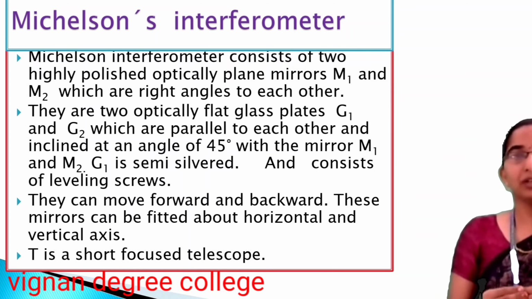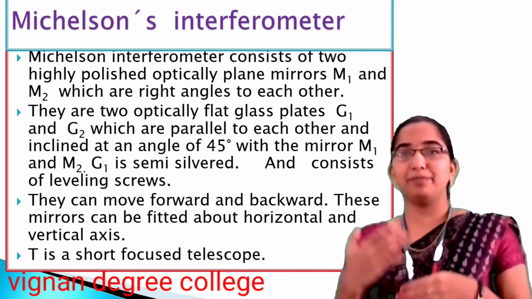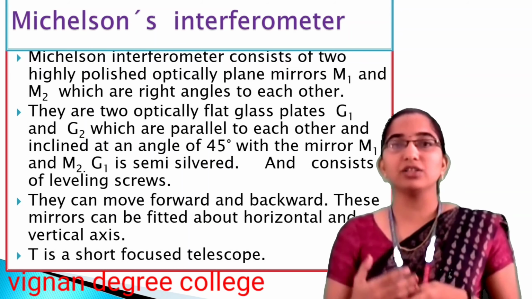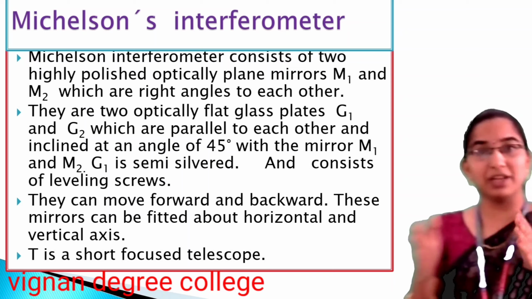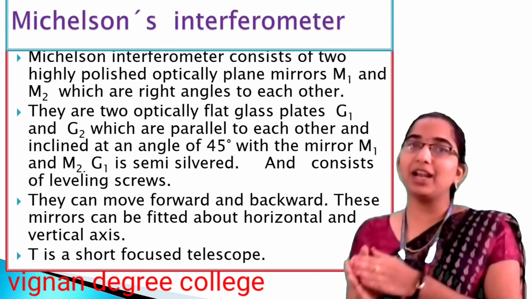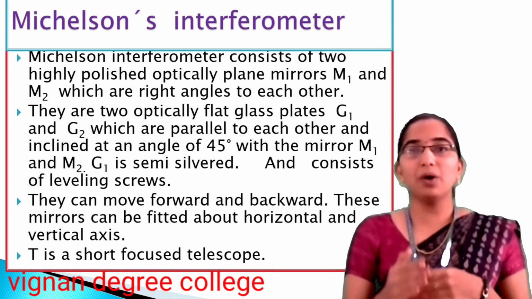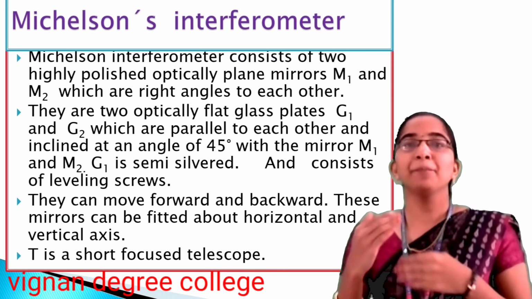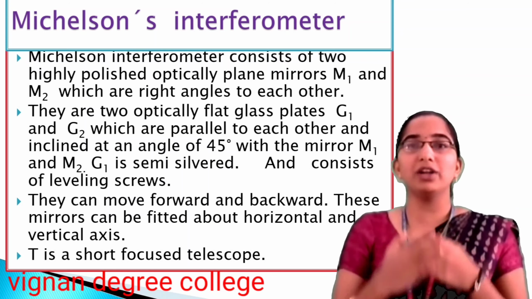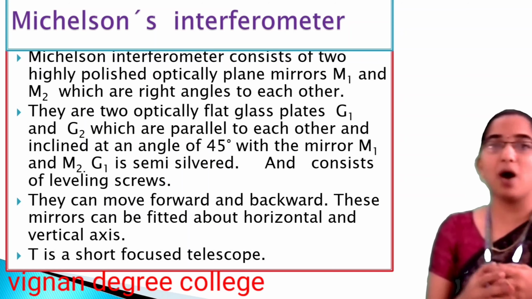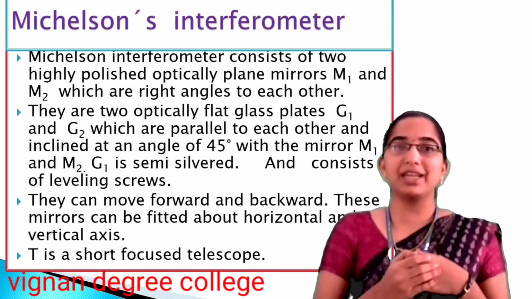Next, the mirrors can move forward and backward, and these mirrors can be tilted about horizontal and vertical axes. Next is a short focus telescope.